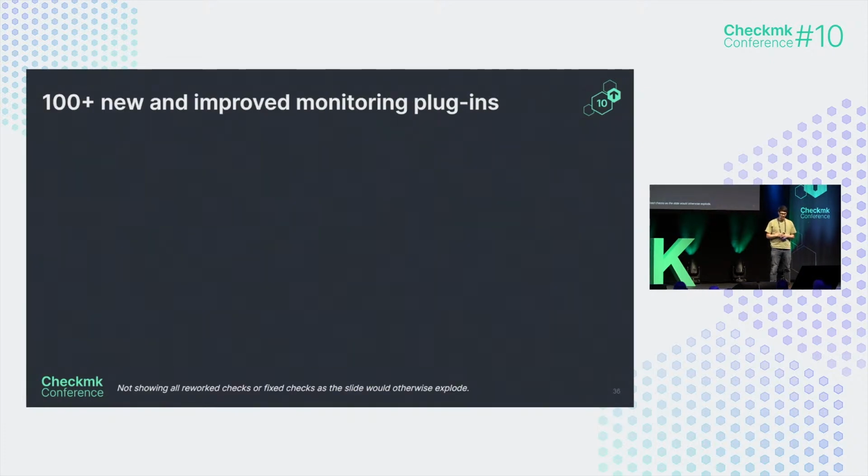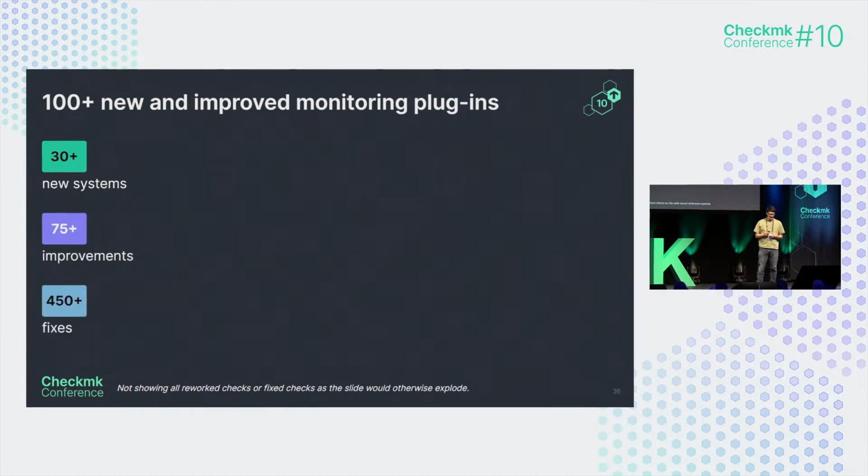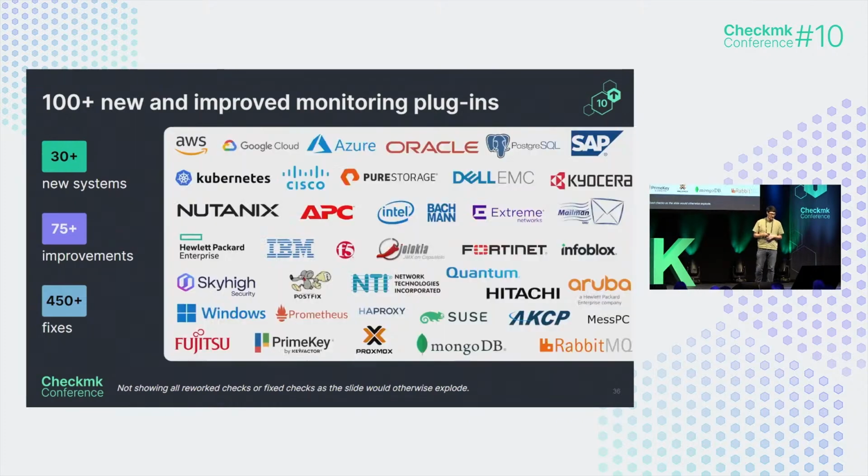All in all, we added and improved more than 100 monitoring plugins. For more than 30 systems, we added new checks, or basically wrote completely new stuff. We made these improvements, as I just spoke about, and of course, we did a lot of fixes. More than 450. And I just brought some logos. If you spot something which might be relevant to you, feel free to take a look at the works and find whatever it is which we did there.